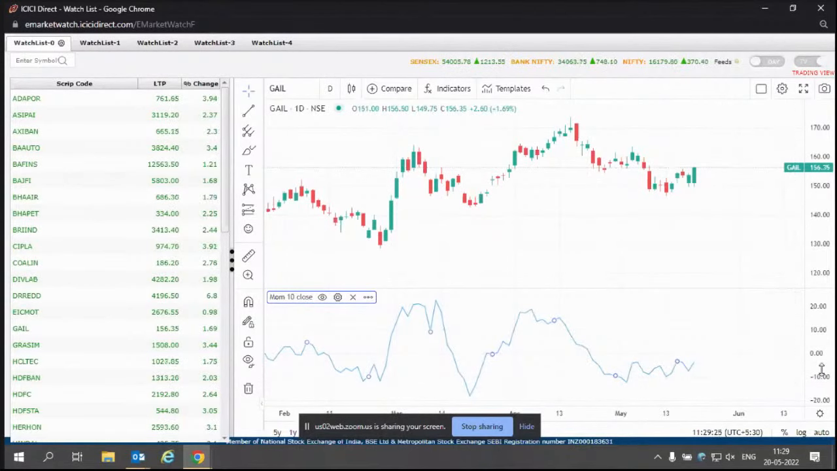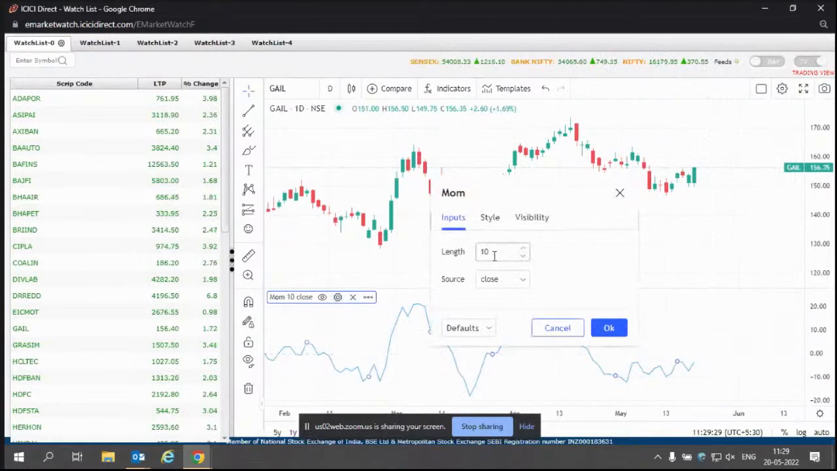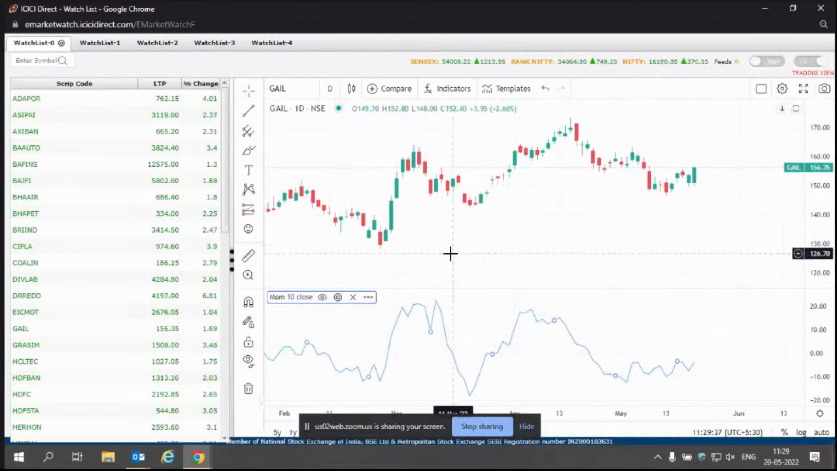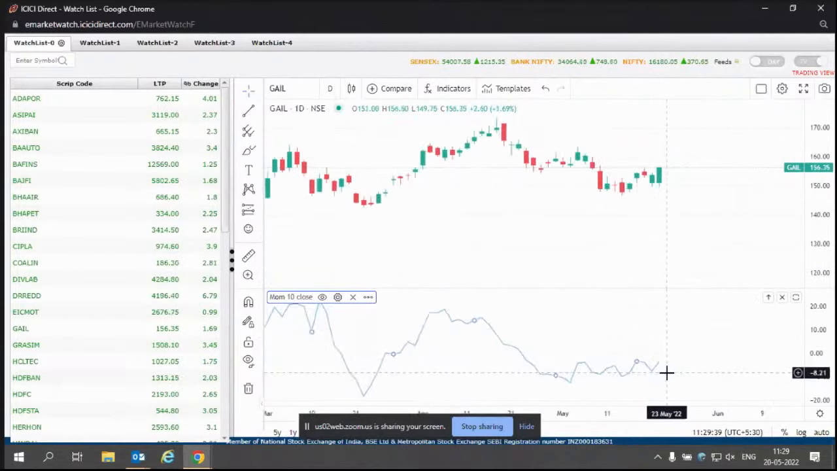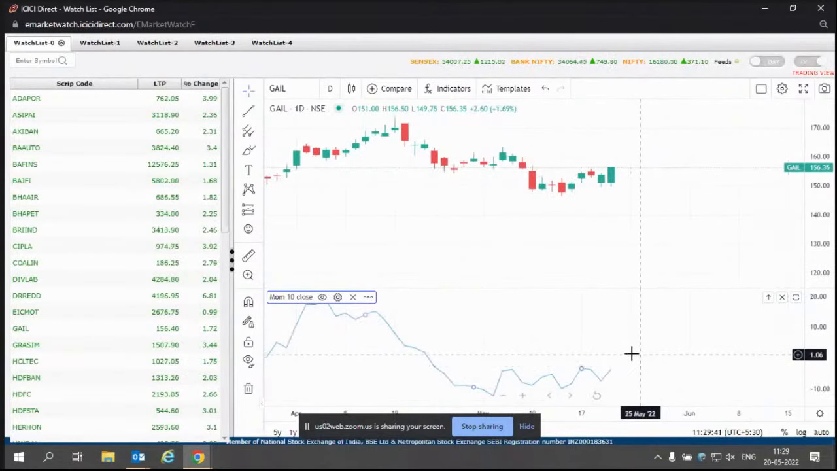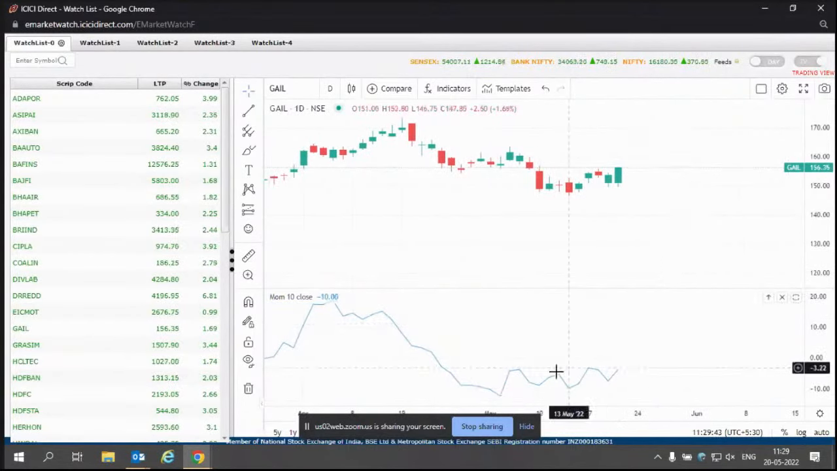If one wants to see the last 9 days, what does that indicate to us? Here it is showing 10 days of action of the momentum indicator of that particular stock. So momentum indicators show whether the momentum is upward or downward for X number of days, whichever you define.